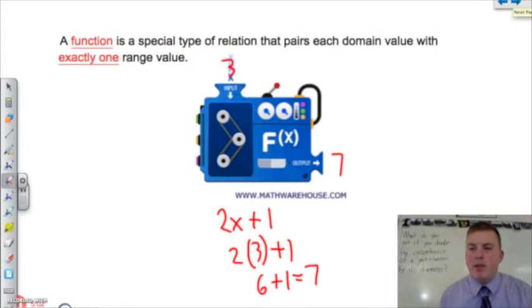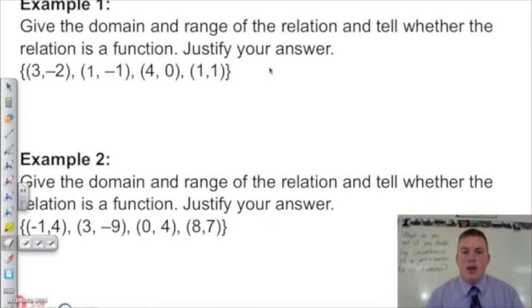So you might see that visual from time to time when we're talking about functions. Alright, so we're going to go ahead and look at two examples. We want to give the domain of the relation and tell whether the relation is a function or not. And we want to justify our answer.